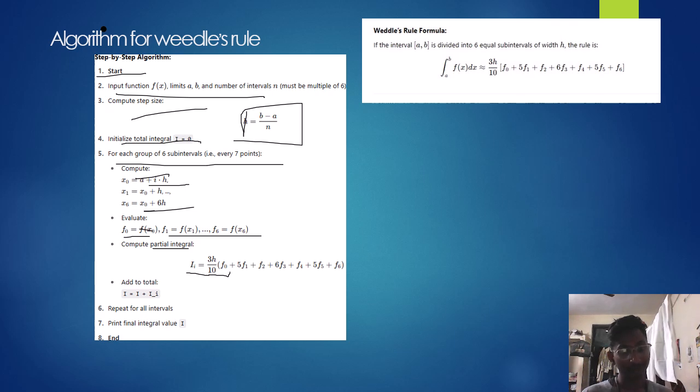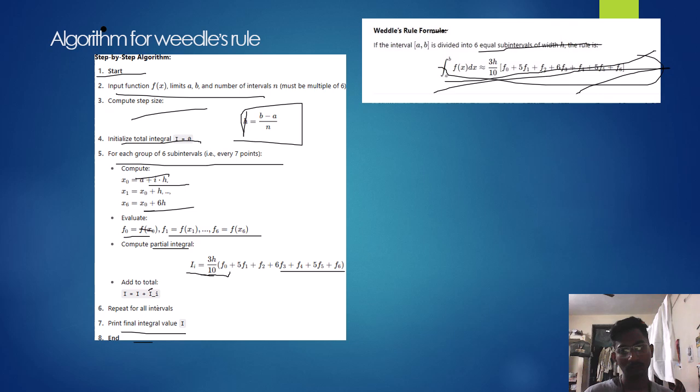The partial integral I is equal to 3h by 10 times the bracket of f0 plus 5 of f1 plus f2 plus 6 of f3 plus f4 plus f5 plus 6 of f6. Add to the total: I is equal to I plus this. Repeat for all intervals. Print the final integral value I. In Weddle's formula, the interval is divided into six sub-intervals of width h. This is the formula for that.